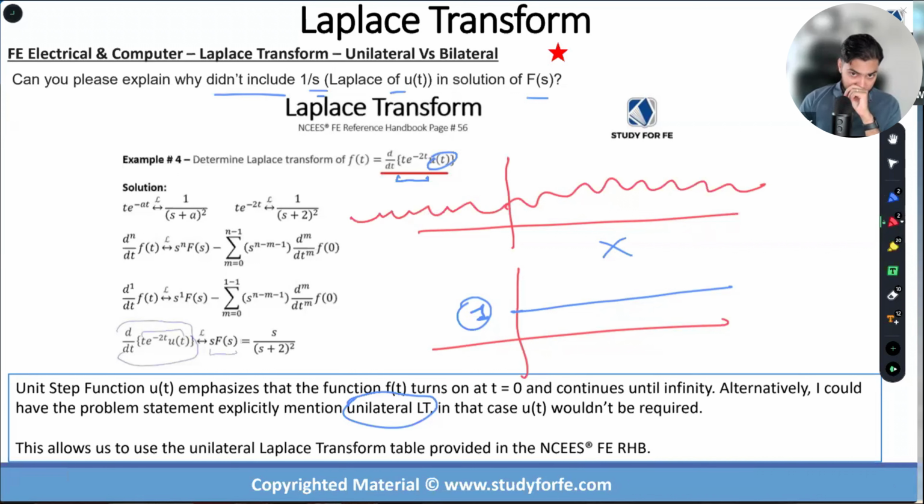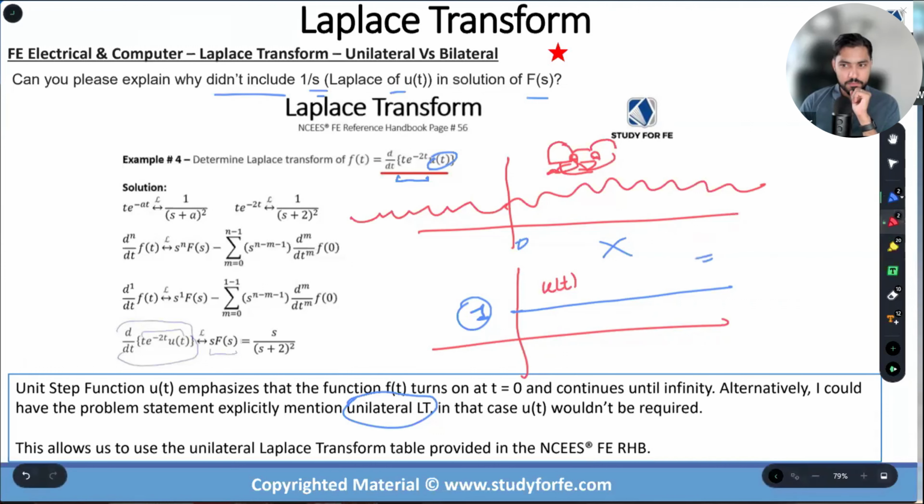So when I multiply the Mickey Mouse function, my drawing is super bad, but this is a Mickey Mouse. When I multiply the Mickey Mouse function with the unit step function, what happens? What will be the result? The result will be the Mickey Mouse function, but starting at t equal to 0, correct? It will mute everything that was below t equal to 0. So that's what you're left with.